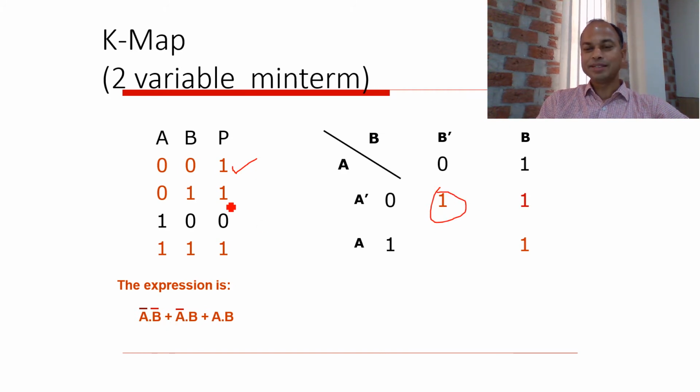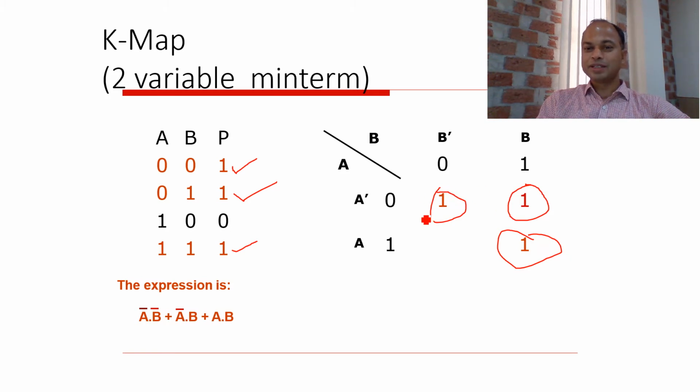Now we have this one, meaning A equals 0, B equals 1. So this is A equals 0 and this is B equals 1. Therefore this one is written like this. Now we have this one, I mean A equals 1 and B equals 1. This is A equals 1. This is B equals 1. So we have written like this. In this way, we can represent an individual K-map.